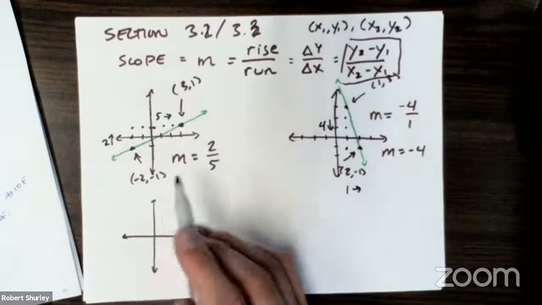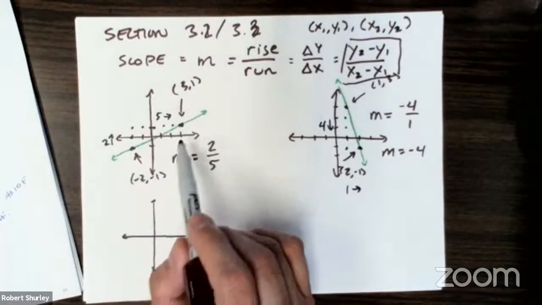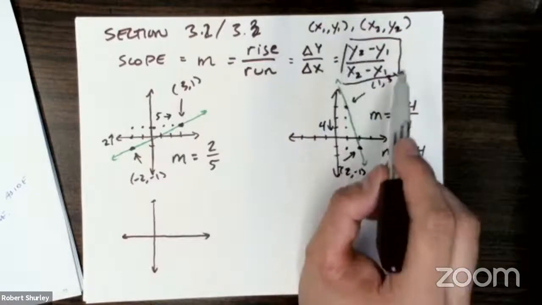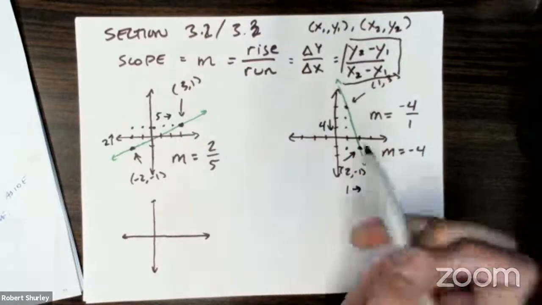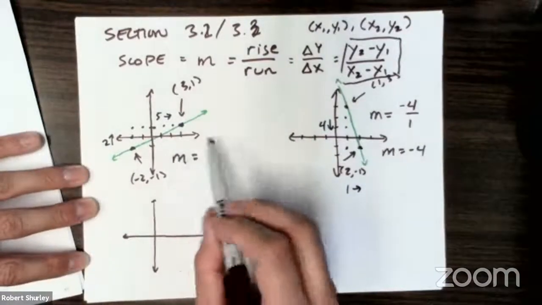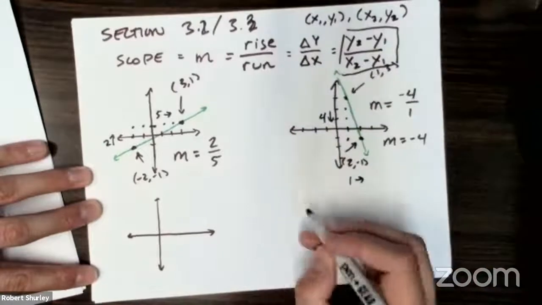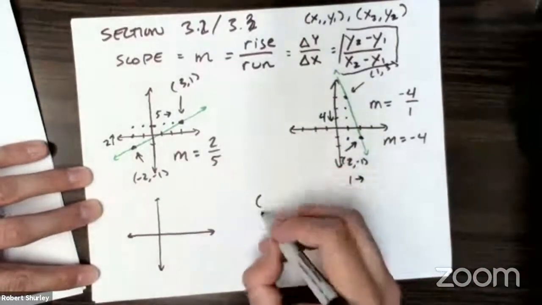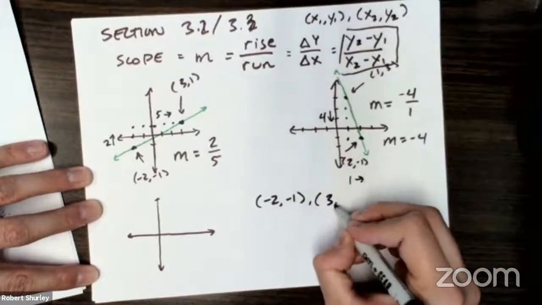So let's test it on this one. If I want to find the slope for this line with the equation now, and I know two coordinates, we should get the same thing, right? We should wind up with 2/5. Let's see if that's true. So here's how I would do this. I'll do it down here. I know two coordinates are -2, -1, and 3, 1.